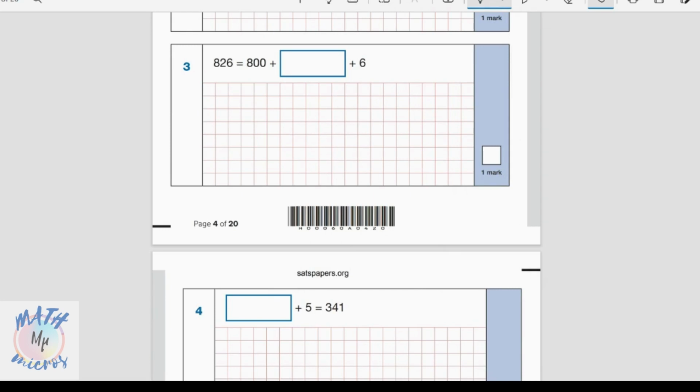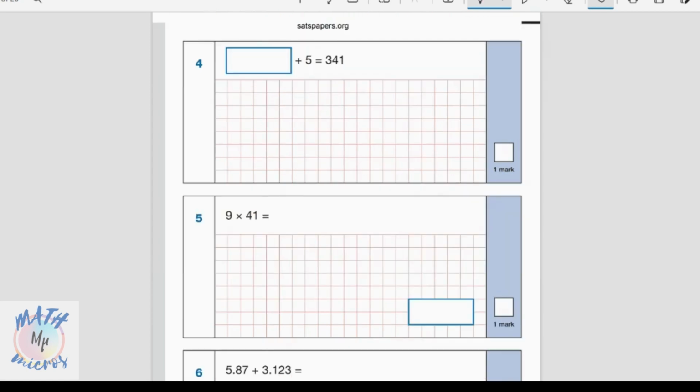826 is equal to 800 plus what plus 6? So when you look at this number 826, it can be split as 800 and 20 and a 6. When you look at the right side of this equation, you have this 800 here, and you have the 6 here. So what is left is 20. So 20 is the answer.